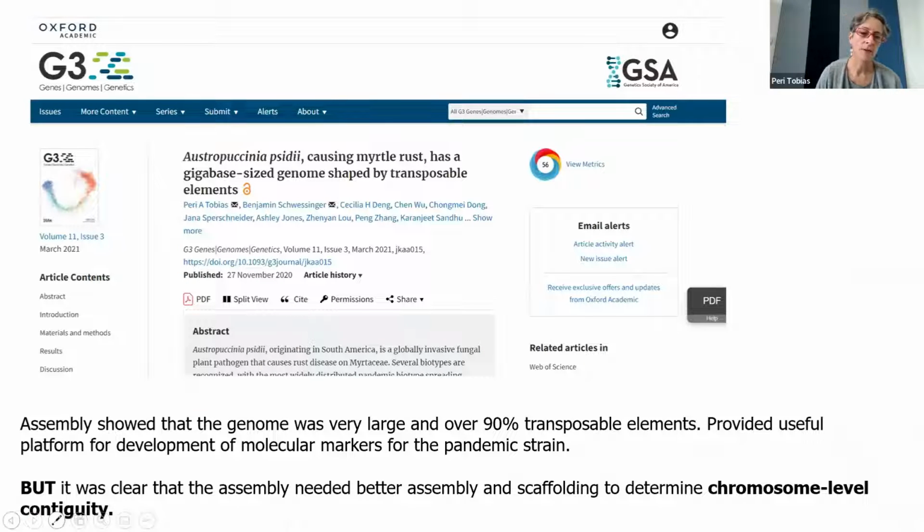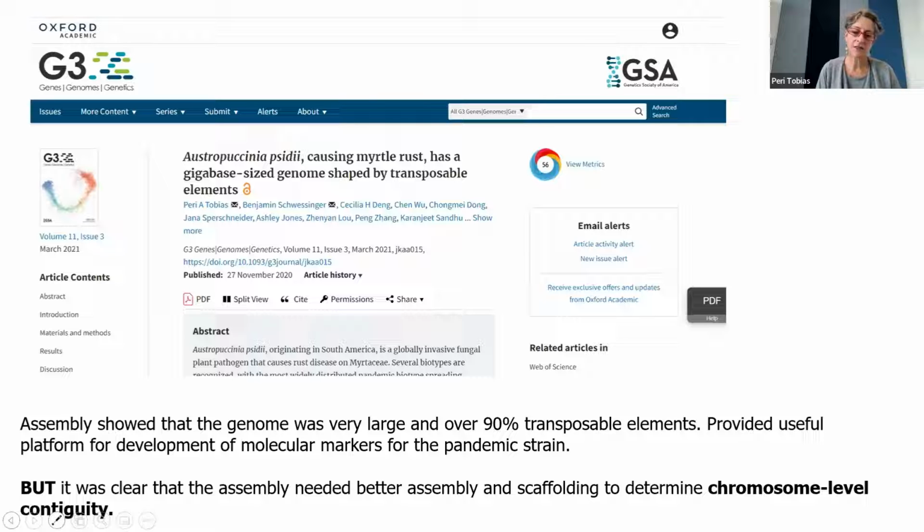Last year, a big group of us published this Austropuccinia genome, and it was a really big job actually, and it was quite a complicated genome to assemble. But what we found was that it was a very large rust genome. It's around 1 gigabase pairs in its haploid state, so very large, and it was made up of mostly transposable elements, over 90%. So these are repetitive regions that can transpose themselves around. They were formerly called jumping genes. So we see that this is a huge component of this Austropuccinia psidii.